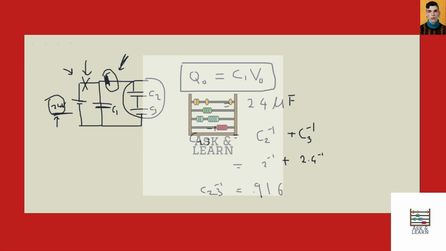So let's do the multiplication. We know that C1 is 1 microfarad and V0 is 24. So the answer is 24 microcoulomb, not microfarad. I'm sorry about that there.